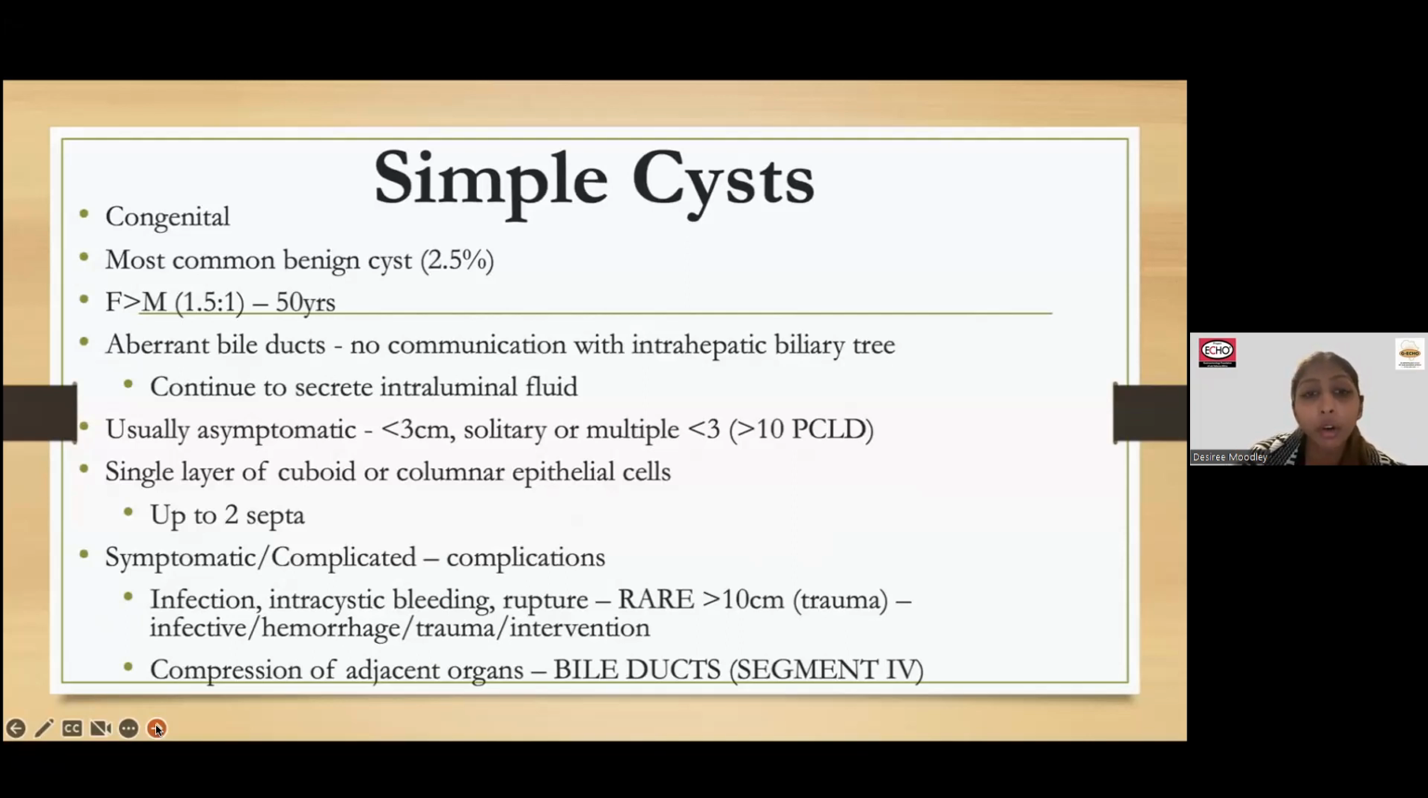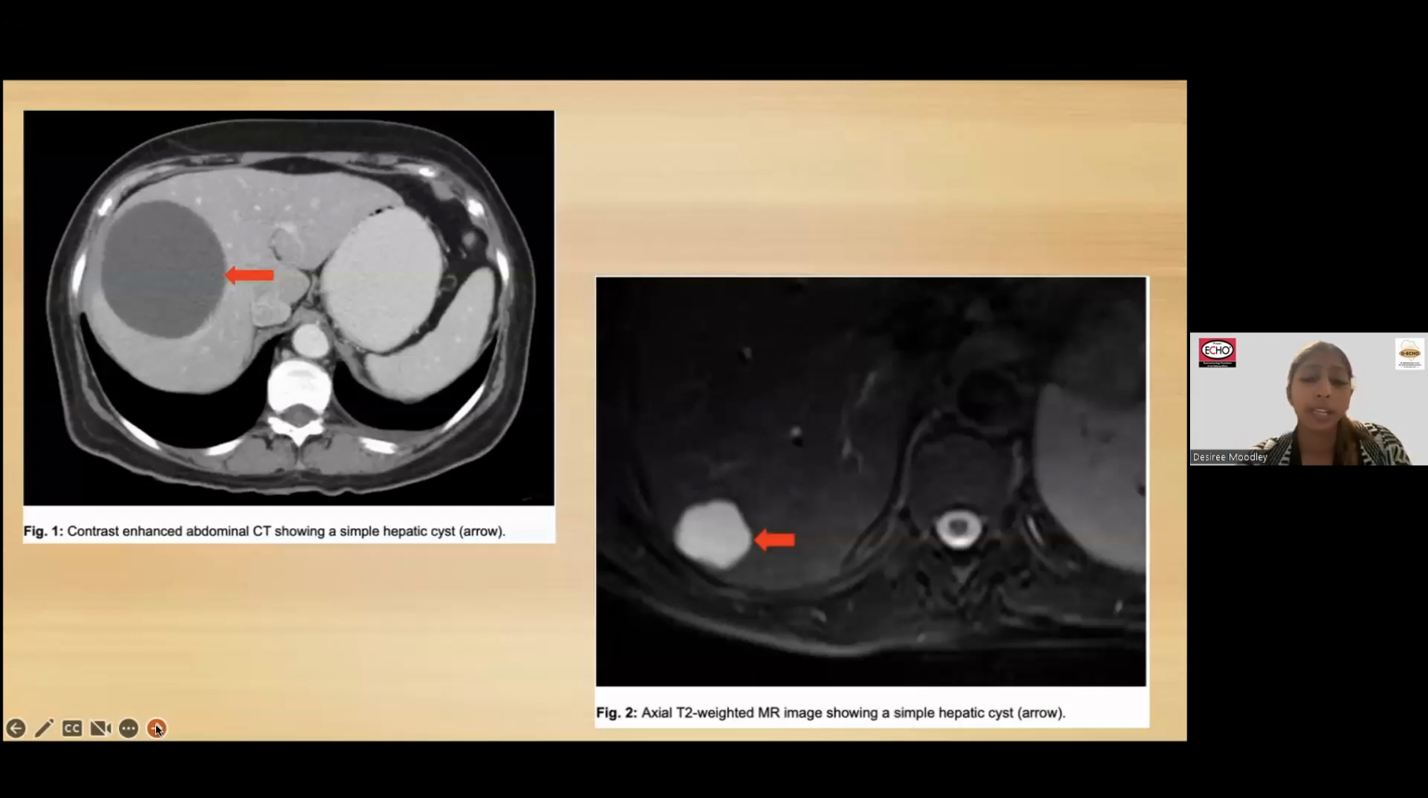They can be symptomatic or complicated. These complications include infection, intracystic bleeding, and rupture, which is rare, only really when the cyst is over 10 centimeters, and commonly with trauma. Rupture can also result in infection as well as hemorrhage, and it can also occur due to intervention. You can also have symptoms due to compression of adjacent organs, commonly the bile ducts in segment 4. This is a CT on your left and an MRI on your right, both showing a simple hepatic cyst, single lining with no septations in both.